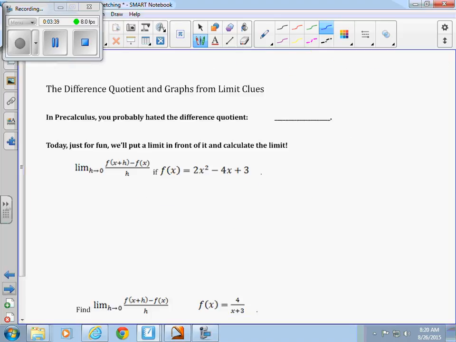Today, we are going to use the difference quotient and put a limit in front of it, for whatever crazy reason we might do that. Maybe it's a joke. If you're a pre-cal teacher, that was worth it. Maybe someday we'll figure out how.